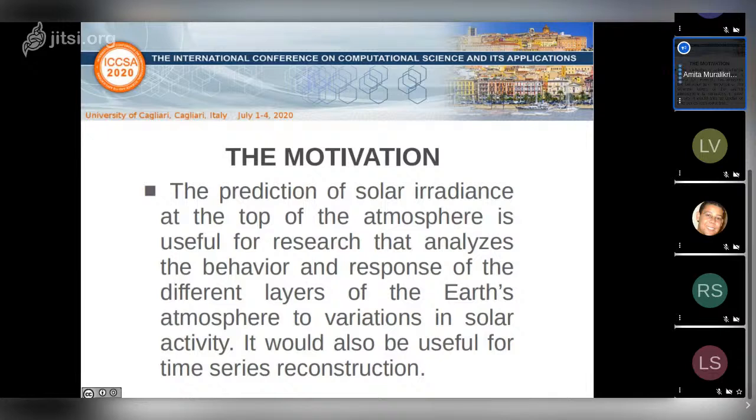TSI forecasting is very relevant to studies of the Earth atmosphere layers, among others that use TSI as an influencer, like climate models, for example. The other application of the TSI prediction is in its time series reconstruction, because we have a lot of failure periods of data. I'll show more in the sequence.